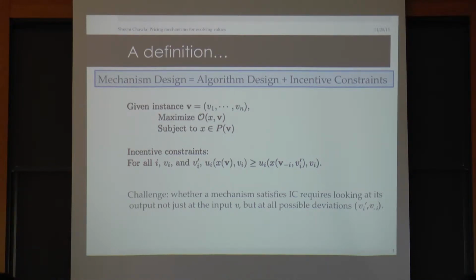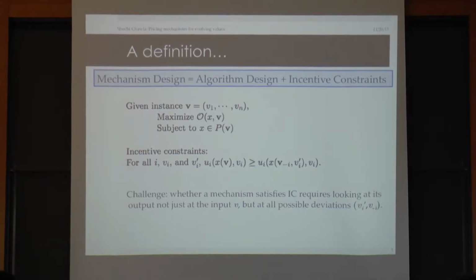And here's the important thing to note about this. I'm going to have one such constraint for every possible report of other people and for every possible deviation of person i, for every i. And so if you think about the number of constraints that the mechanism needs to satisfy, there are potentially exponentially many constraints owing to the fact that there are exponentially many different inputs to the problem, potentially. Okay?